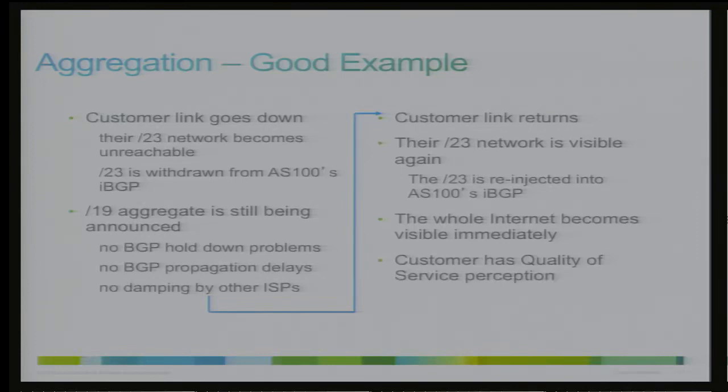Now let's say the link comes back. Within that AS, it becomes immediately reachable because it's directly connected. The rest of the internet already has a route to that prefix because it has the /19 route. So the customer gets the traffic immediately. By doing this, you reduce the churn on the rest of the internet, and you increase the quality for the customer, who gets faster convergence.